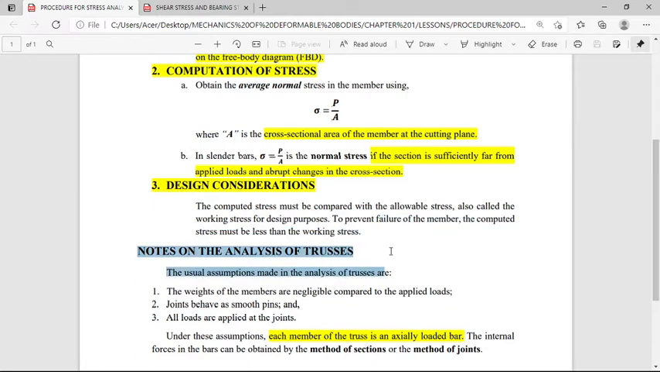So the usual assumptions made in the analysis of trusses are, so ito yung assumptions when you are analyzing trusses. So number one is the weight of the members are negligible compared to the applied load. So we are neglecting the weight of the member compared to the applied loads. So ano yung applied loads? Yun yung ibang term kay external loads. So sila yung mga load na nag-a-act externally doon sa members ng truss.